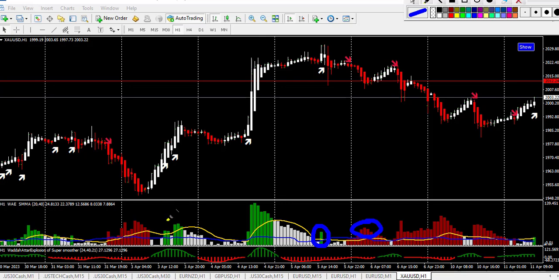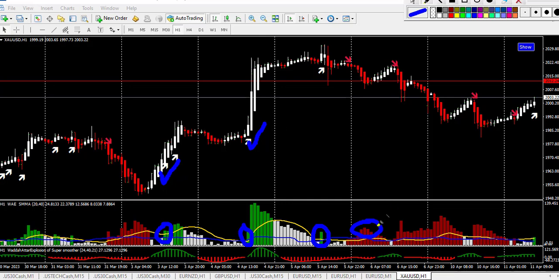At this particular point we have this green bar above the 2 moving averages, both yellow and blue, and this is a good point to place a trade. Here we have another continuation. The bar is above for a buy. This green bar here is a good point to take another trade, and this is how I use this indicator.